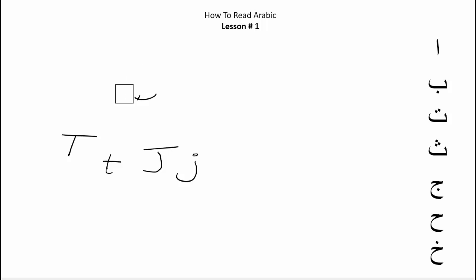So the first thing I'll let you know is that you will not have to memorize two different types of alphabets. In English, let's say there are about 26 letters, and you're basically learning double that in order to really learn all the alphabets. But in Arabic, you won't have to do that.